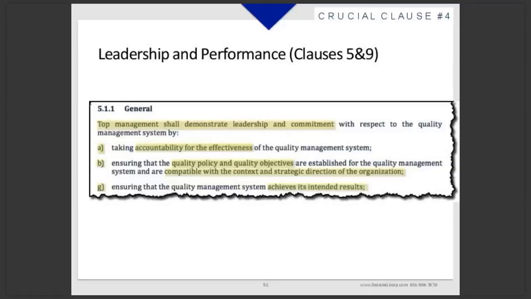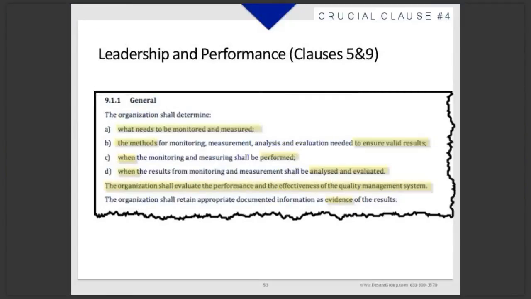And then they also have to demonstrate their leadership in ensuring that the organization achieves its intended results. So those are three things that leadership is responsible for. They shall demonstrate. So if you're having a tough time getting leadership on board, flash this clause and say the auditors are going to be spending some time with you, so let's get you up to speed on what you have to do. This is one of the clauses you want to show them.